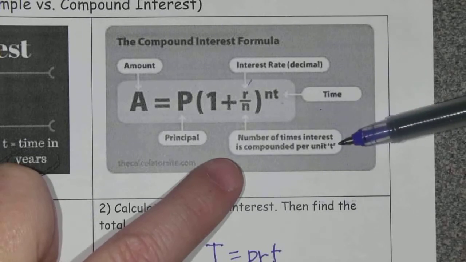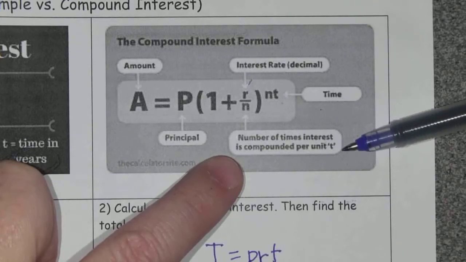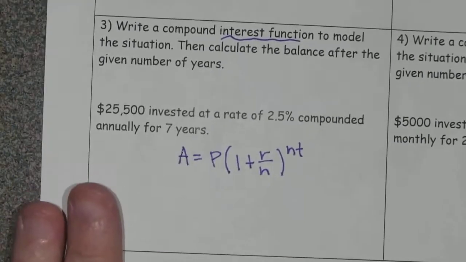So if it says your interest is monthly, how many times per year would that be? That would be 12, right? Okay. If it said quarterly, how many times per year would that be? That'd be 4 times per year, right? So whatever that tells us, that will be our N value.